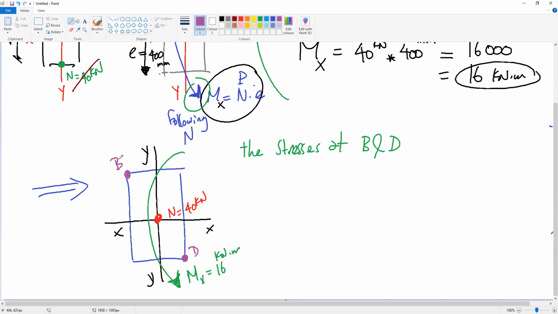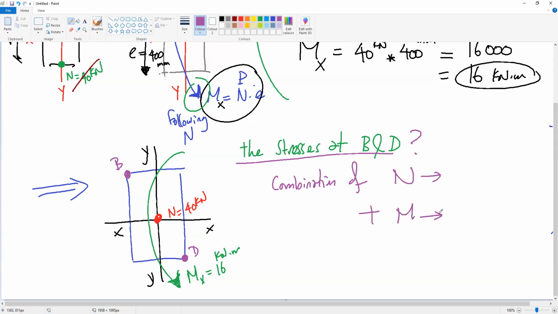Do you have any question about this? How to find the stresses? This is a combination of normal force plus moment.